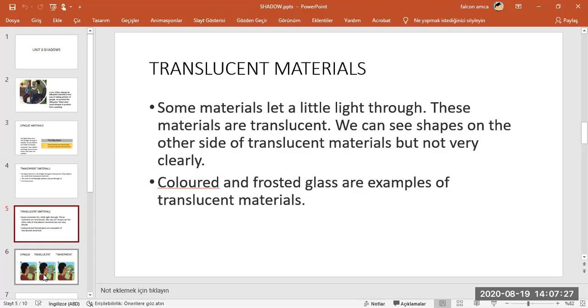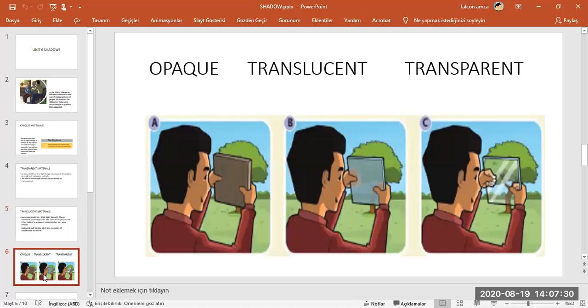Let's compare them. We can see three of them together. A is the opaque, B is the translucent, C is the transparent material. From opaque you cannot see the other side. From translucent material you can see the shape, but not clearly. From transparent you can see the other side clearly, like the windows. Okay, we learned their definitions. Let's continue.